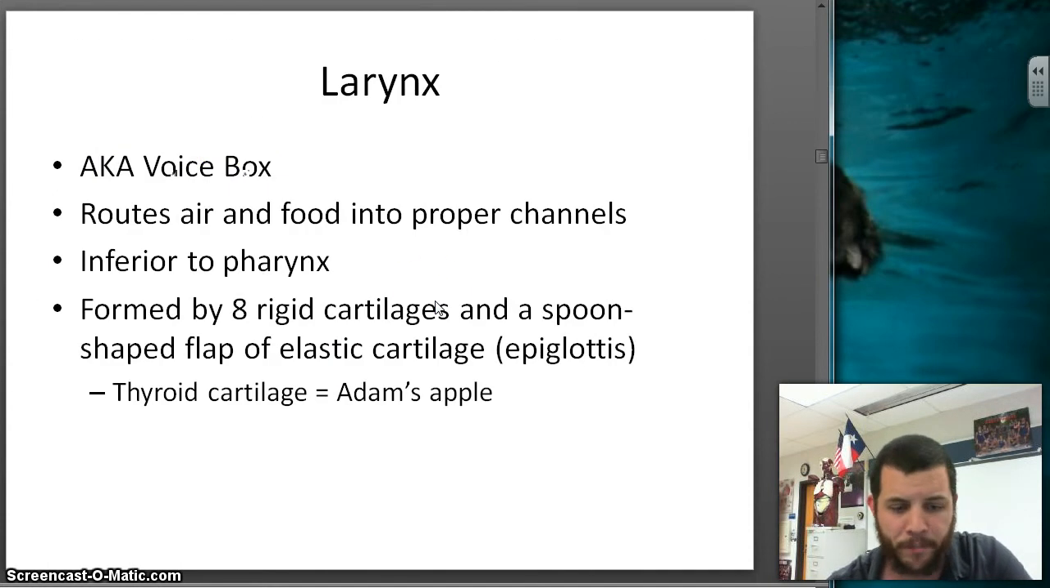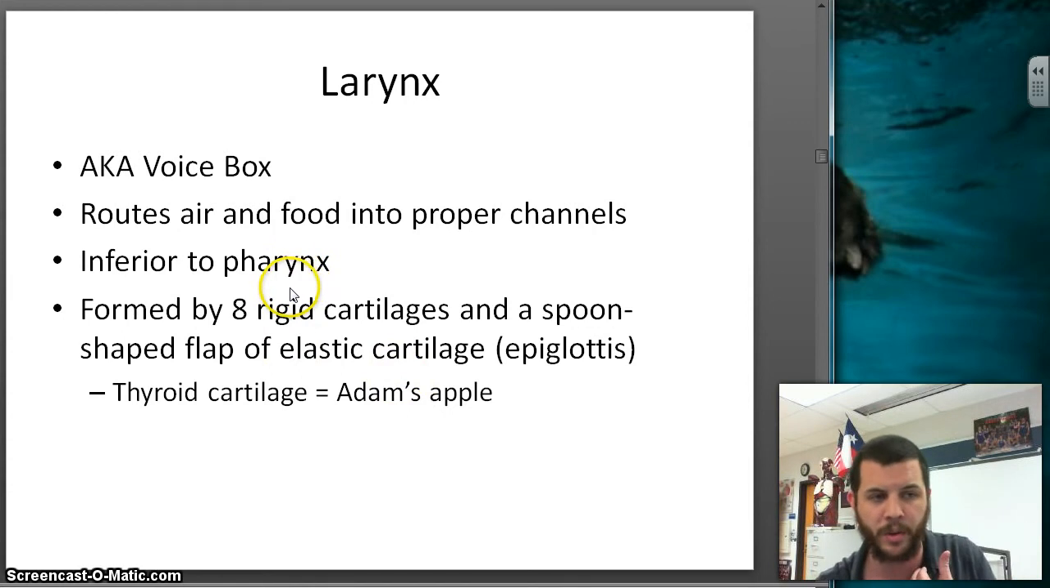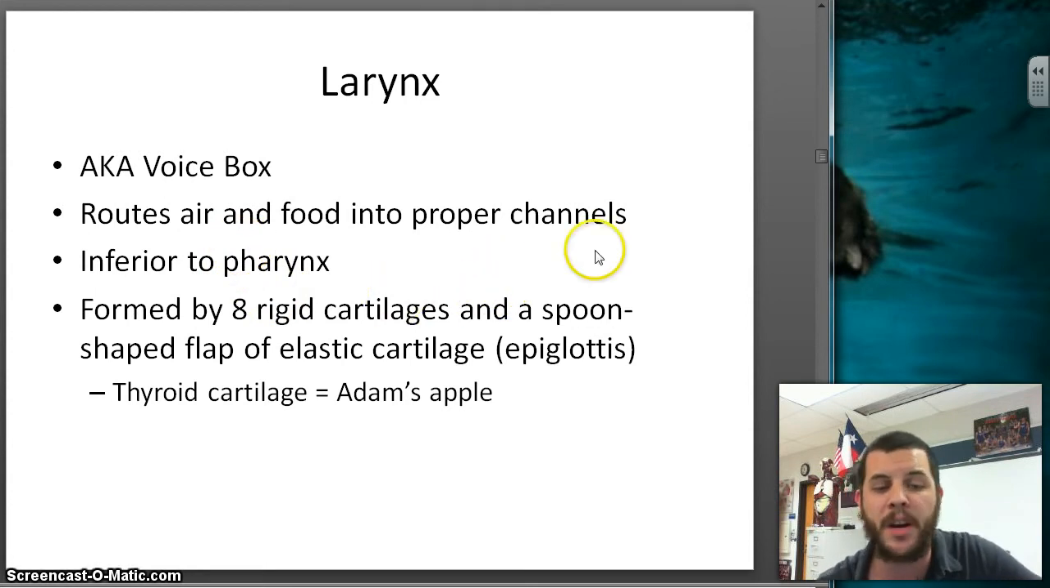And then let's go ahead and dive into the larynx. The larynx is your voice box. It's going to route air and food into the proper channels. So we want air to go down towards the lungs, we want food to go down towards the stomach. This is going to be inferior, meaning lower down than the pharynx. It's formed by 8 rigid cartilages and then a spoon-shaped flap of elastic cartilage called your epiglottis.